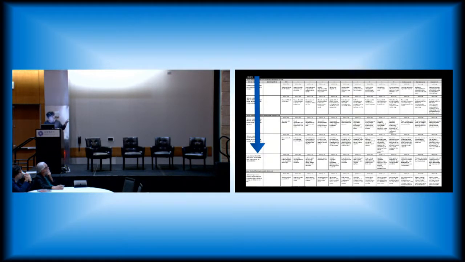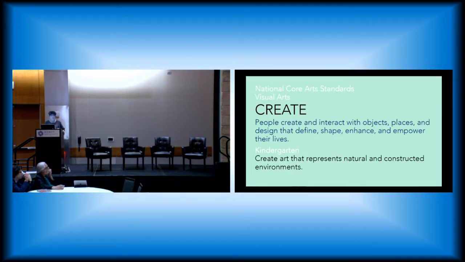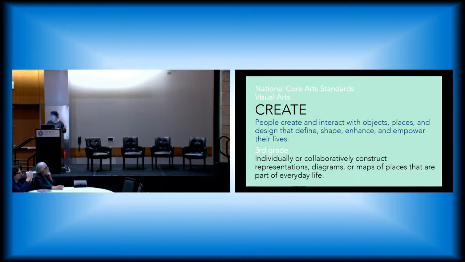And what I want to focus on is one particular, very new thing in the American art standards, and that is the enduring understanding: people create and interact with objects, places, and design that define, shape, enhance, and empower their lives. So in kindergarten, students are asked to create art that represents natural and constructed environments. In third grade, individually or collaboratively construct representations, diagrams, or maps of places that are parts of everyday life.